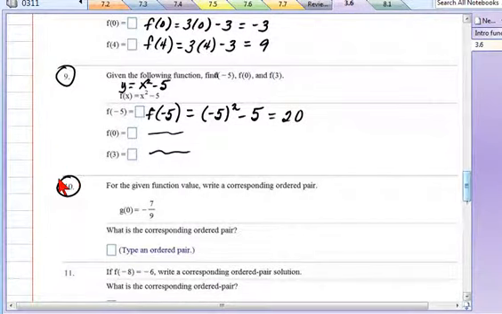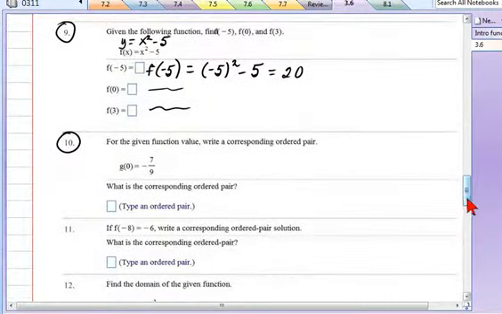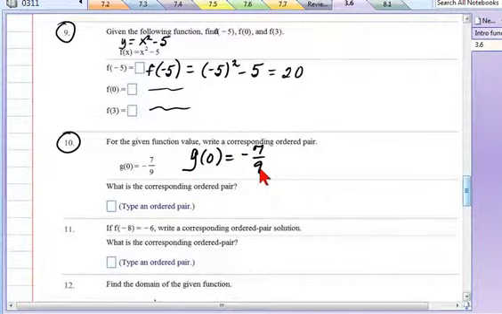Problem number 10. It says, for the given function value, write a corresponding ordered pair. This is very easy to do, but very important. This is number 10. It has g of 0 is -7/9. What is the ordered pair? In other words, from this expression, what is x and what is y? What number is x?